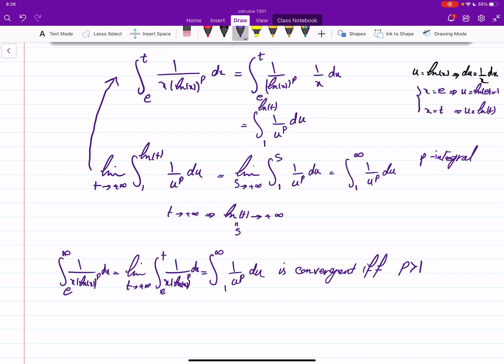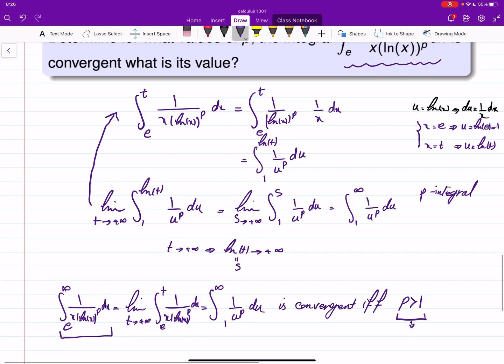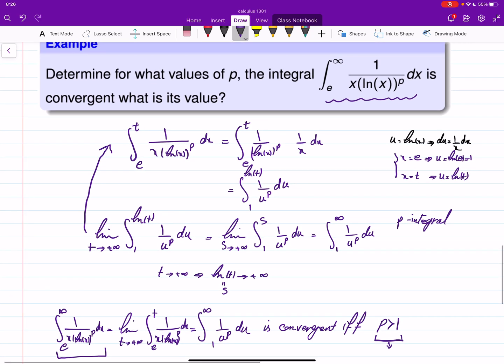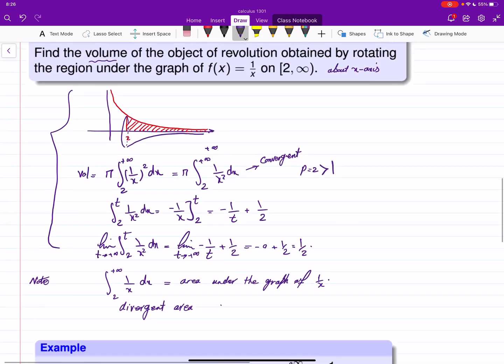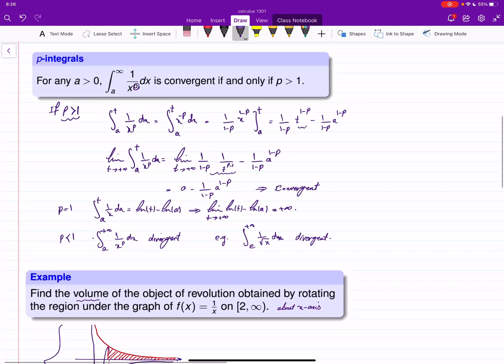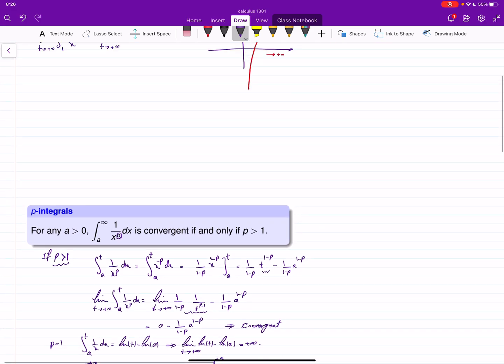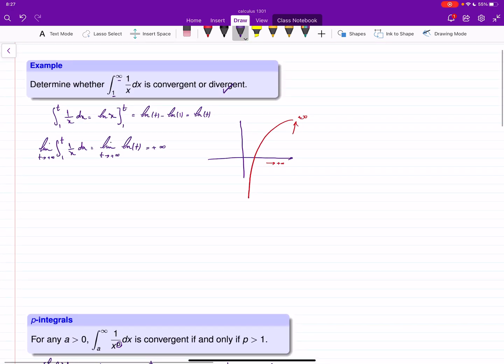So what we showed is that this is convergent if and only if p is bigger than, strictly bigger than 1. So with one substitution, you can turn it back to p integrals and then use the result of p integrals. Okay. So this way, we had some examples of this very famous family of improper integrals.